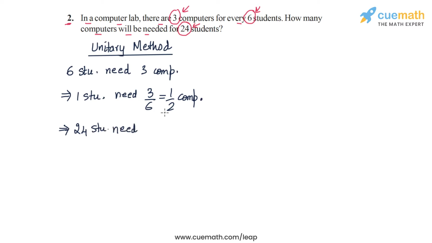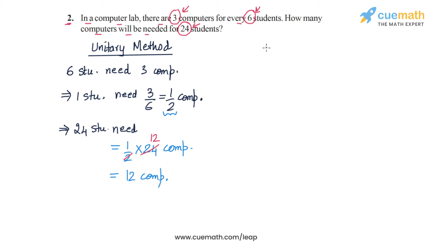So one student needs half a computer, and this basically means that 24 students will need how many computers now? One student needs half a computer, so 24 students will need half into 24 computers, or 12 computers. Half into 24 is 24 by 2, which is 12. So we get the answer as 12 computers. 24 students will need 12 computers.